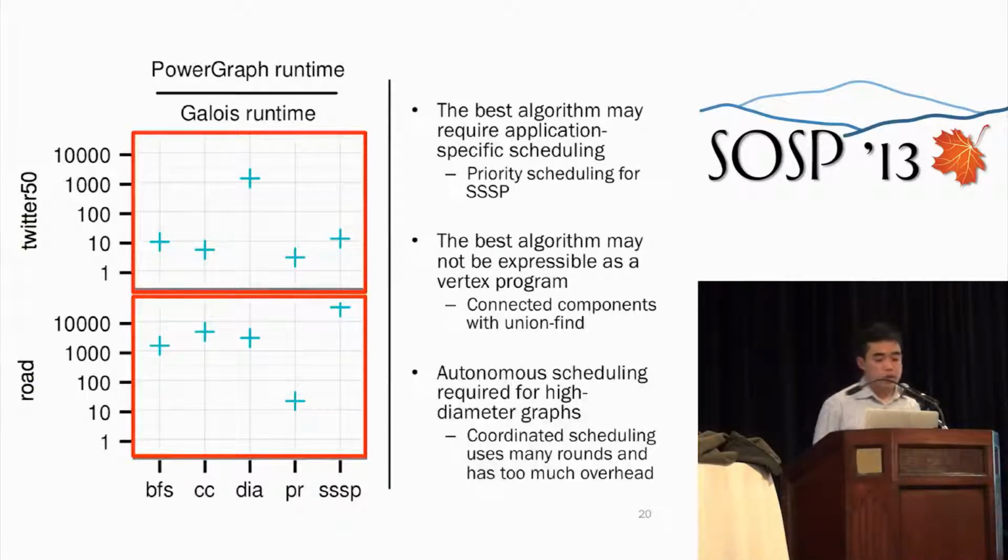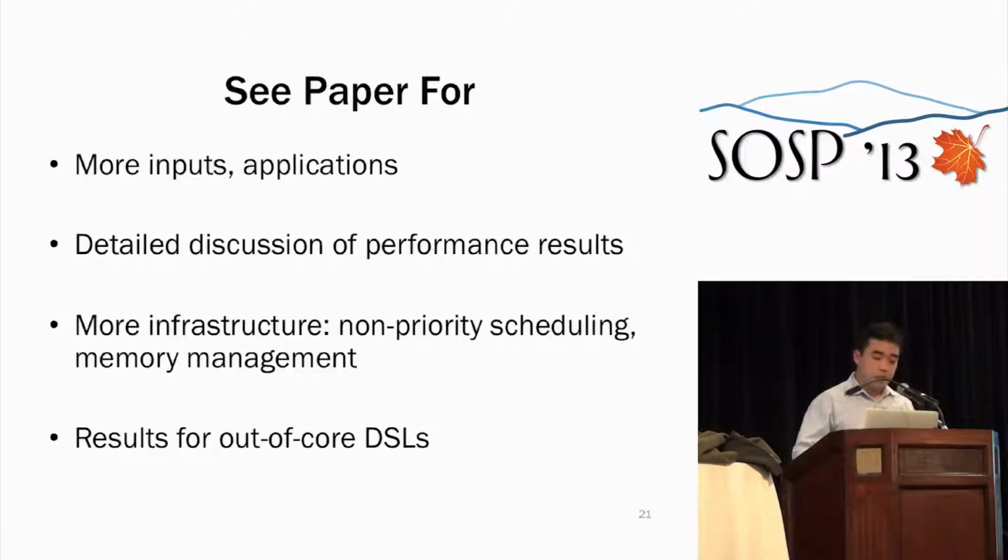And as a general note, the Galois system uses autonomous scheduling in general, which is required for supporting high diameter graphs, whereas PowerGraph uses coordinated scheduling, which on high diameter graphs requires many rounds of computation, and that induces a lot of overhead for these types of inputs.